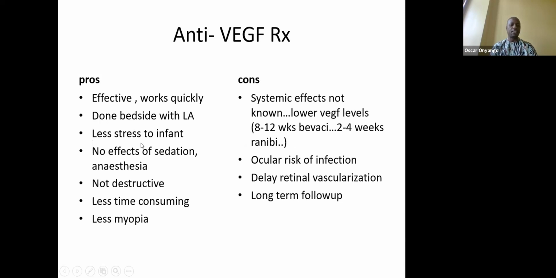This is very fast. Anti-VEGF takes about 5 minutes to do. Laser normally takes almost 30 minutes. Less stress to the infant, happens very fast, no systemic issues, non-destructive, less time-consuming, less myopia as opposed to the laser. Systemic effects are not known. This has been looked at.